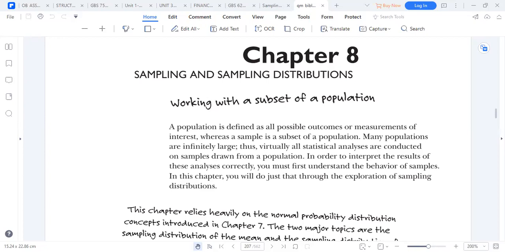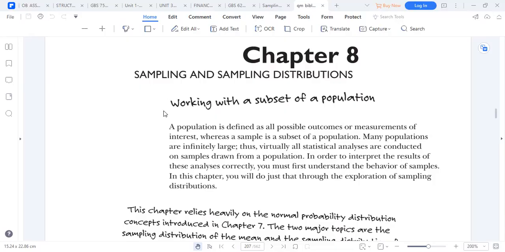Hey, a sample is just a small element of a population that is picked maybe for experimental purposes and whose results will be able to reflect that of the entire population. Okay.